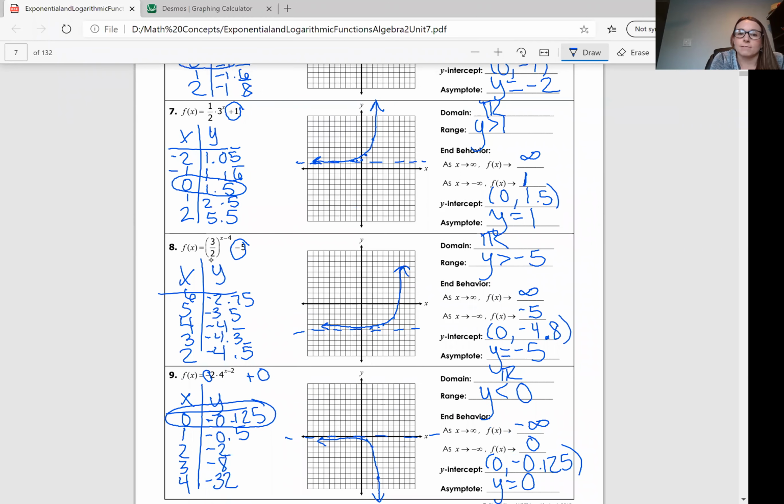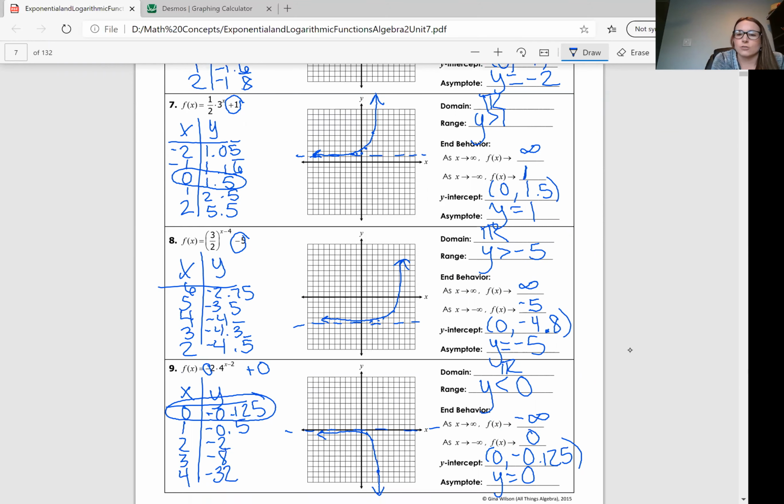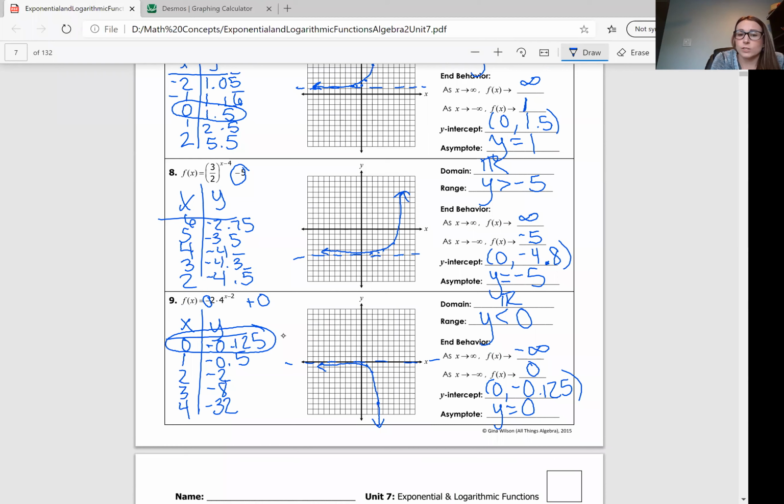This is a 3/2. That is not less than 1. 3/2 is 1.5, so that's also growth. Okay, now this is the only tricky one. It's a 4, so it's a growth. So it would look like this if it didn't have the minus in front. So it's a reflection, so you just flip it over.